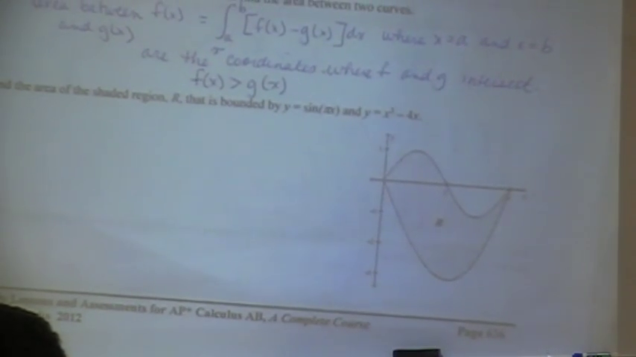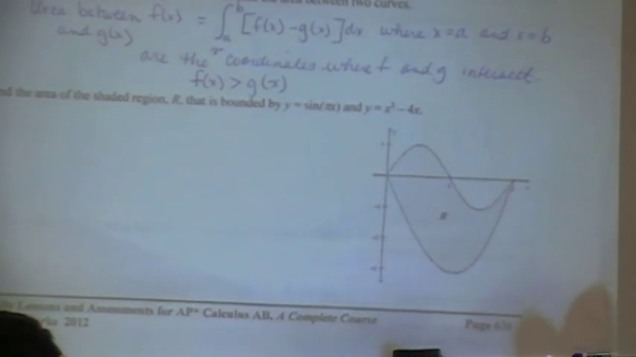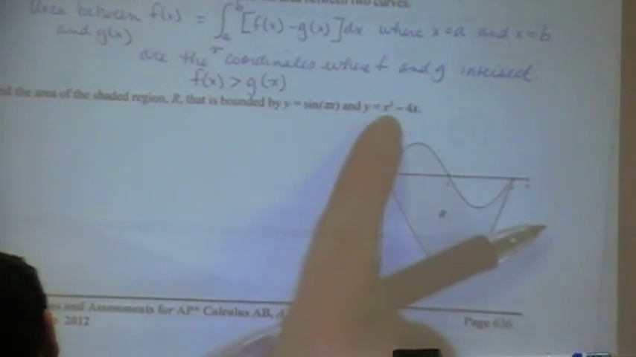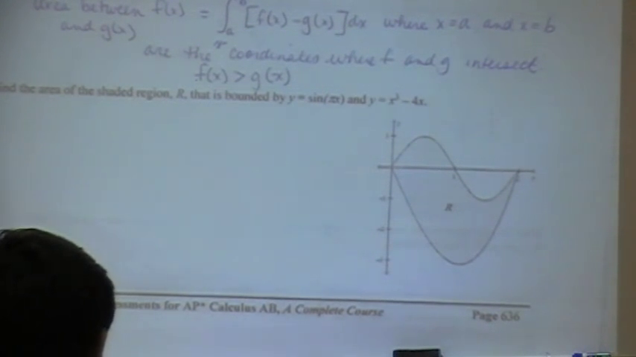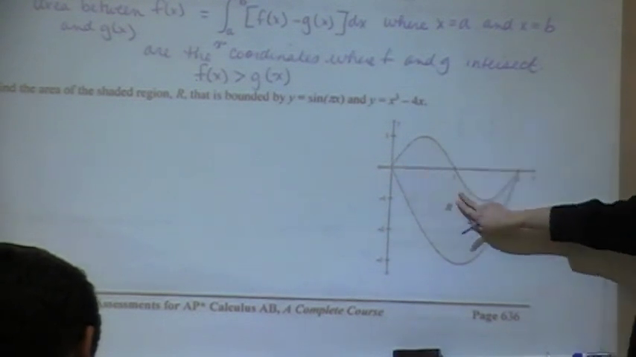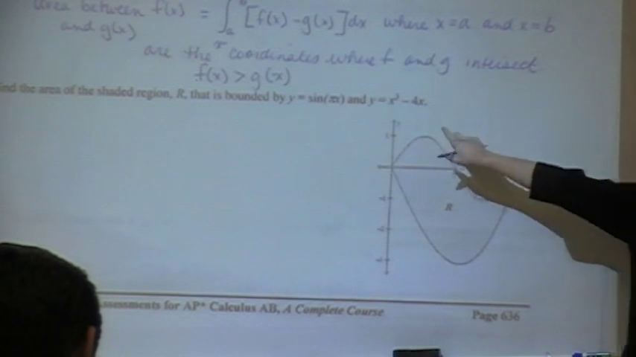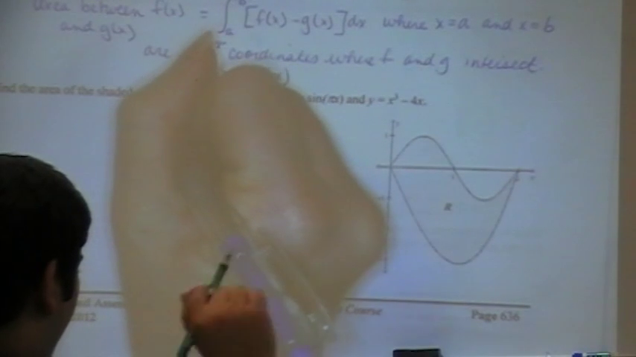Okay, so now we're going to do it again. We're going to find the area of the shaded region R that is bound by sine of pi x and x cubed minus 4x. Which one is on top? The sine wave's on top, so that will be our f of x piece. The cubic is on bottom, so that's going to be your g of x. Just to keep it straight, I'm going to say f of x equals sine of pi x.